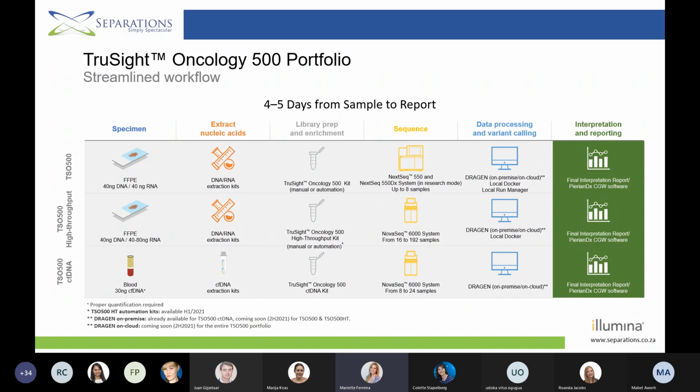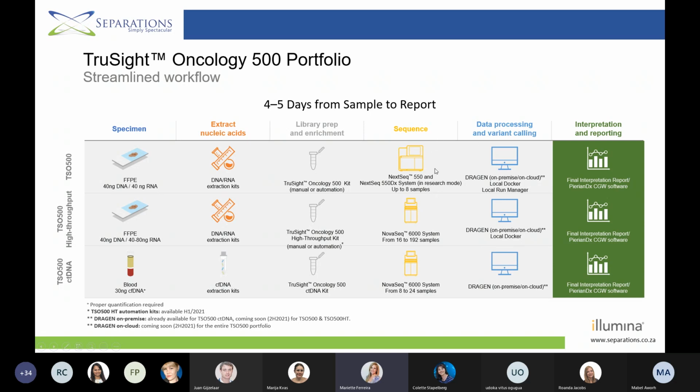If we look at the workflow for these three different kits, as mentioned, with the TS0500 and the TS0500 high throughput kit, we start off with FFPE samples, and with the circulating tumor DNA, we start off with blood samples. We do extraction of the nucleic acids, and then we put them through library prep and enrichment. These would obviously depend on your sample type. And then we choose the right sequencer for our application.